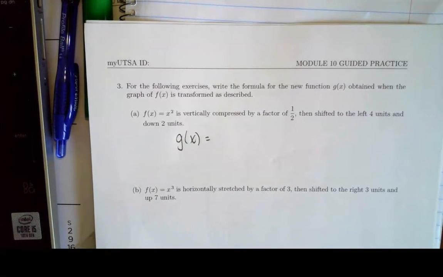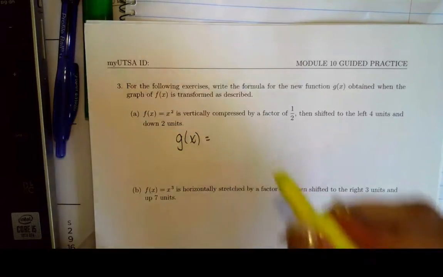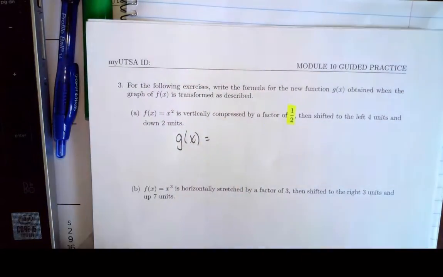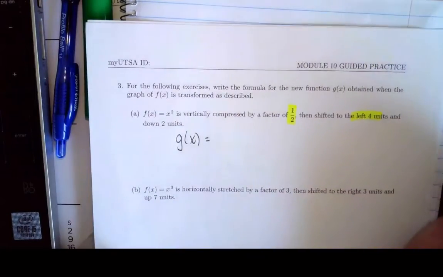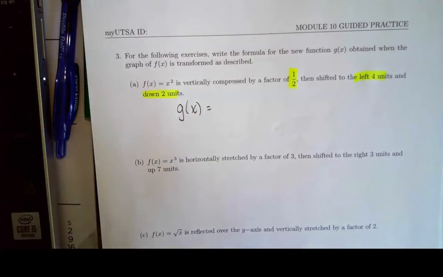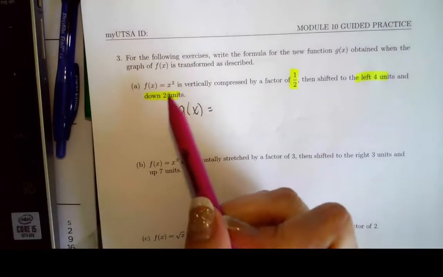All right, for example 3, we got some stuff to do. I have an x squared, and I'm going to figure out what I'm supposed to do with this thing. So I've got a vertical compression by a factor of 1/2. Okay, I've got to go left 4, and I've got to go down 2. So I'm going to make that happen to my x squared function, to my parabola.